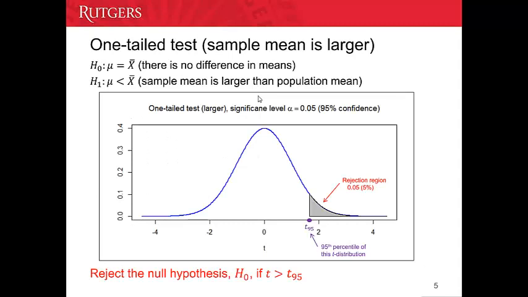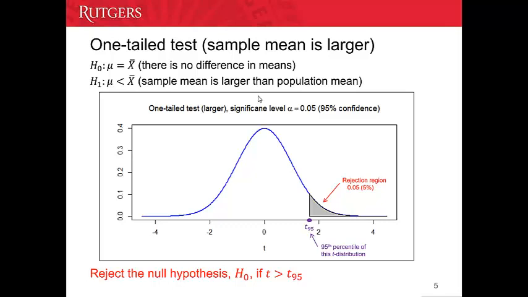Here, we assume the sample mean is larger than the population mean, so we can first generate the hypotheses. The null hypothesis will be that there's no difference between the sample mean and the population mean. The alternative hypothesis is that the sample mean is larger than the population mean.